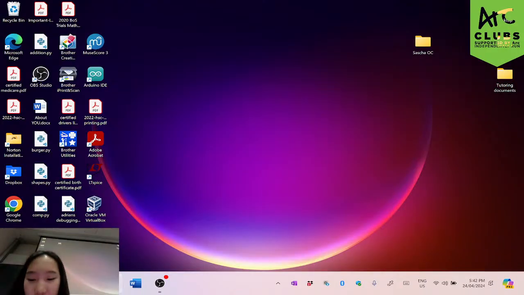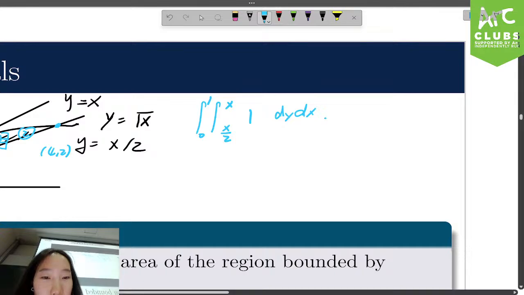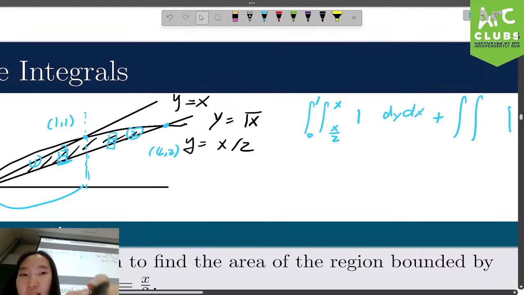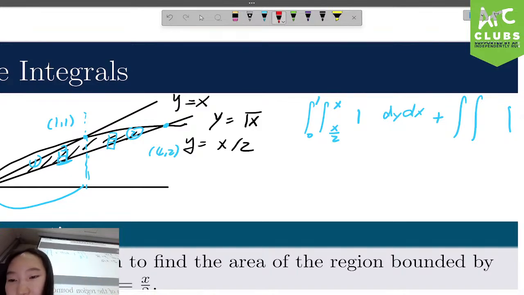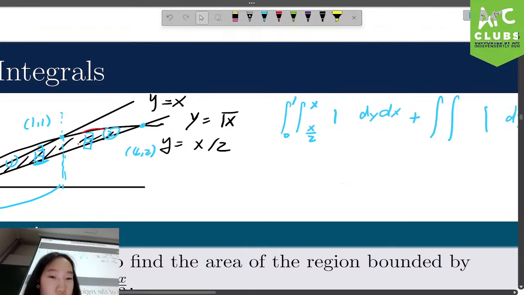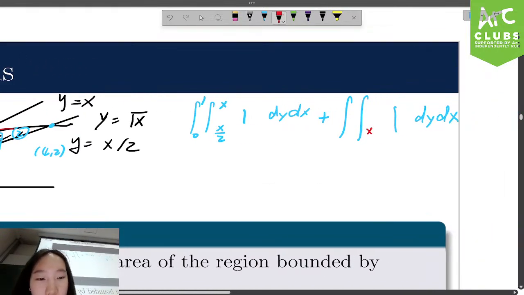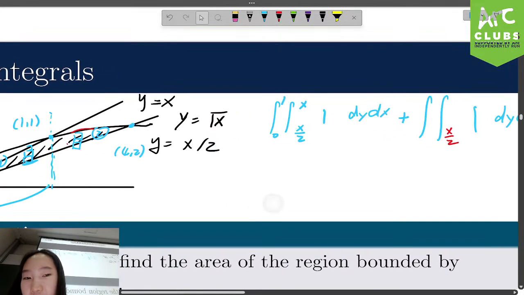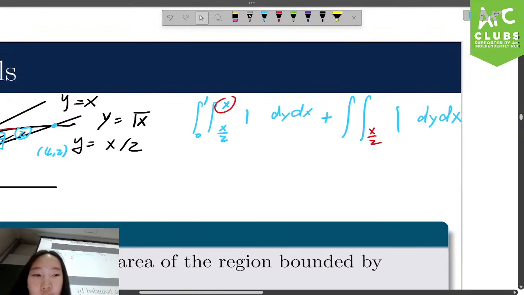And also, we need our second part integral, which is dy dx as well, with 1 for the integrand. Now we need to determine our bounds. It's from this line to that line. So we also start from x over 2, okay? But this time, our upper bound is no longer x. The upper bound is the square root of x.